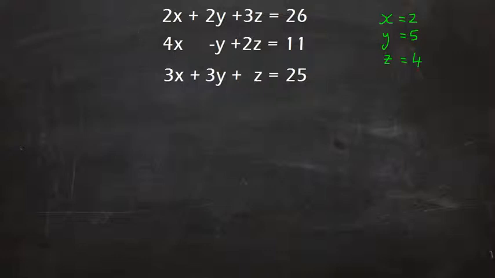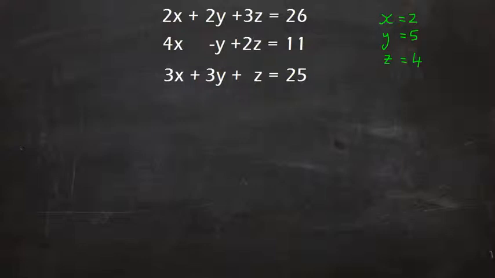So say we've got simultaneous equations 2x plus 2y plus 3z equals 26, and 4 lots of x minus 1 lot of y plus 2z equals 11, and 3x plus 3y plus 1 lot of z equals 25. So the coefficients are like the 2's, 3's, 4's and minus 1's. The variables are the x, y and z, and the constants, if you like, are 26, 11 and 25.